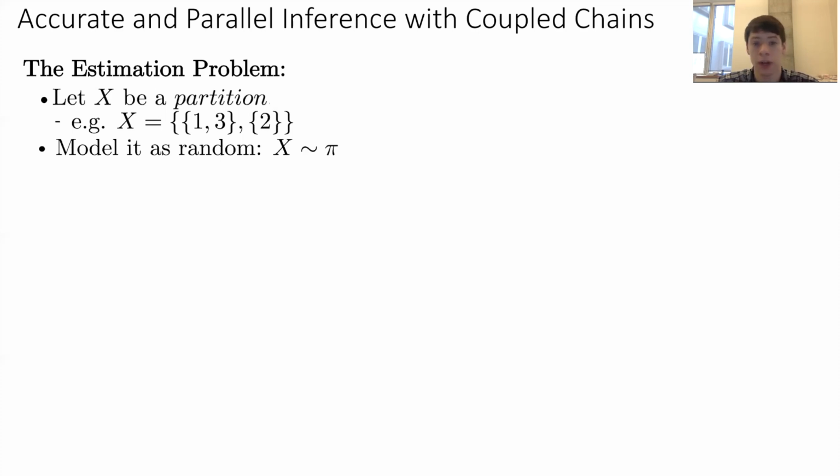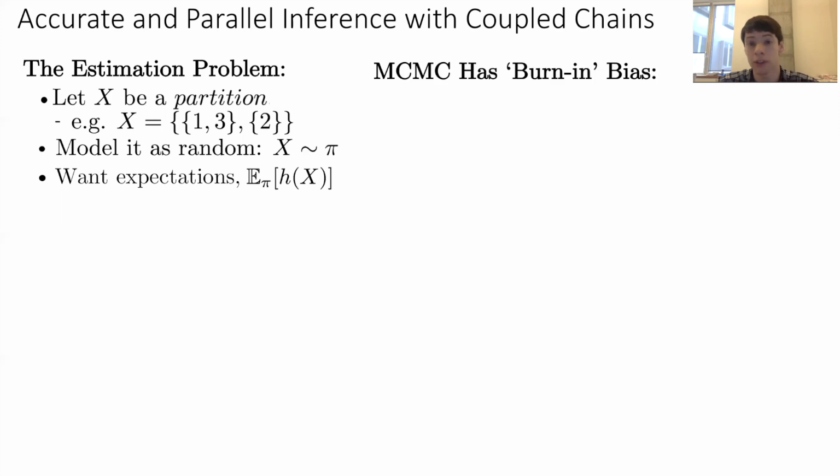We typically don't care about all of pi, but rather a few expectations with respect to pi, which I'll write as E of h of x. Since we don't have direct access to pi, we're going to use MCMC to compute these. However, this will have the problem of burn-in bias, which I'll explain a little bit here.